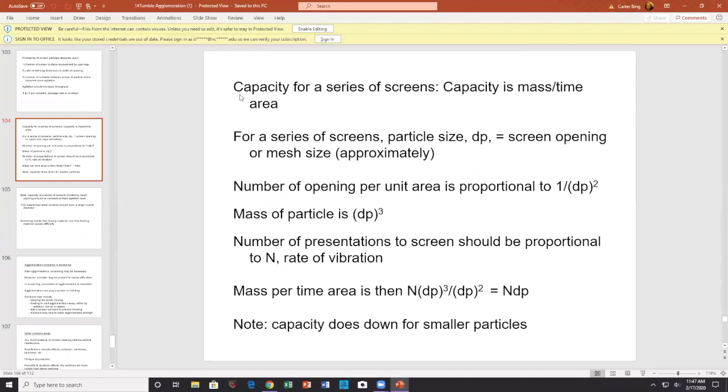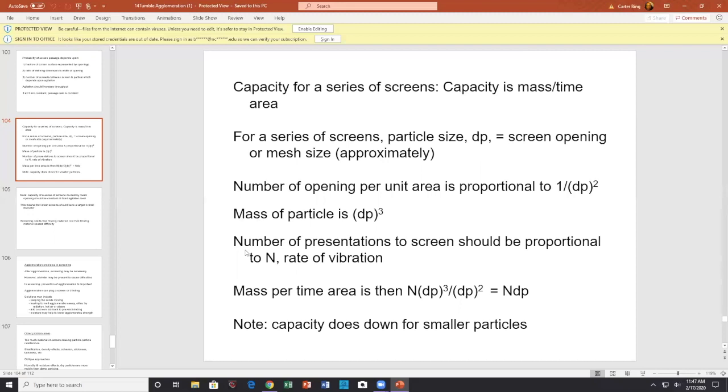For capacity of screens, capacity is mass per time. In a series of screens, you have particle size. This dp is particle size. Particle size equals screen opening, or our mesh size approximately. Size of the mesh, sorry. Not mesh number, but size. Number of openings is proportional to 1 over d squared, or the diameter squared. Mass of particles, d cubed.